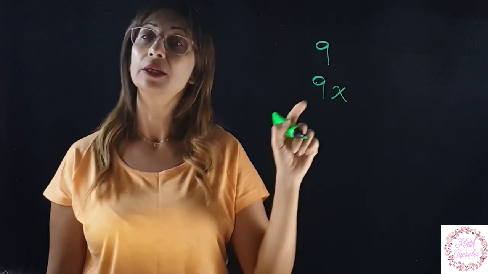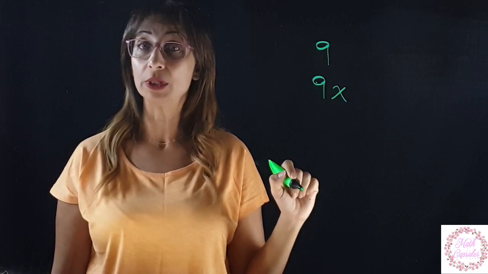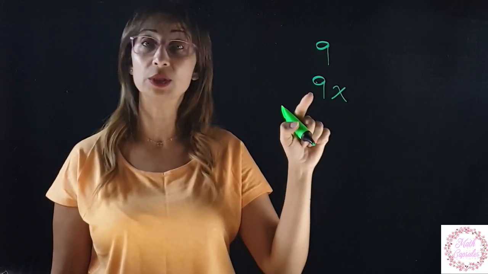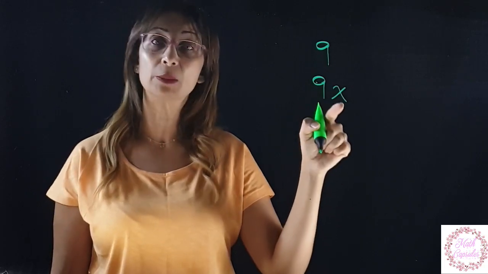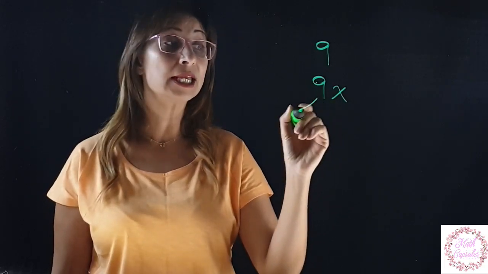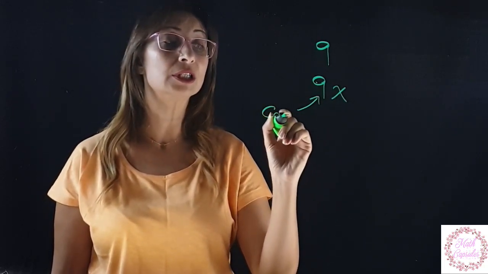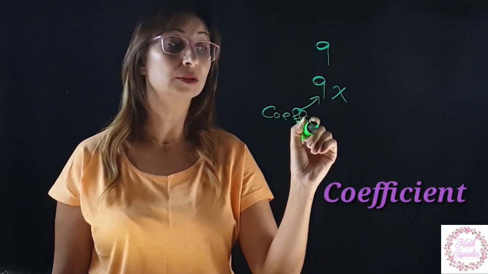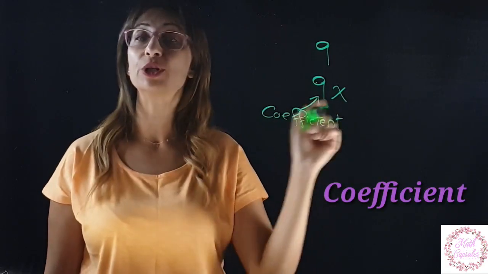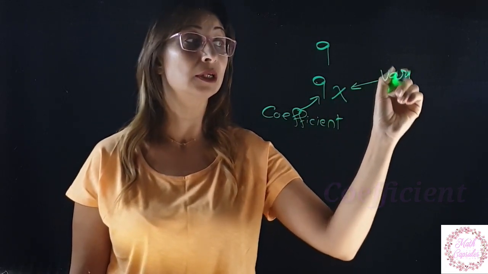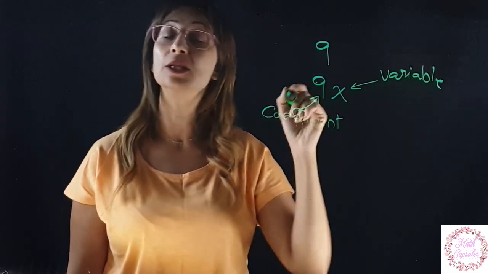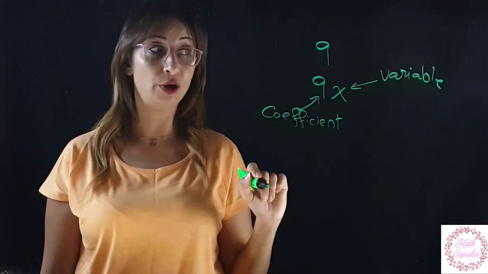If I have 9x, it also is a monomial because it consists only of one term, which is 9x, and it's 9 multiplied by x. 9 in this case is called the coefficient of the monomial, or the coefficient of the variable x. So x is the variable and 9 is the coefficient of the variable.